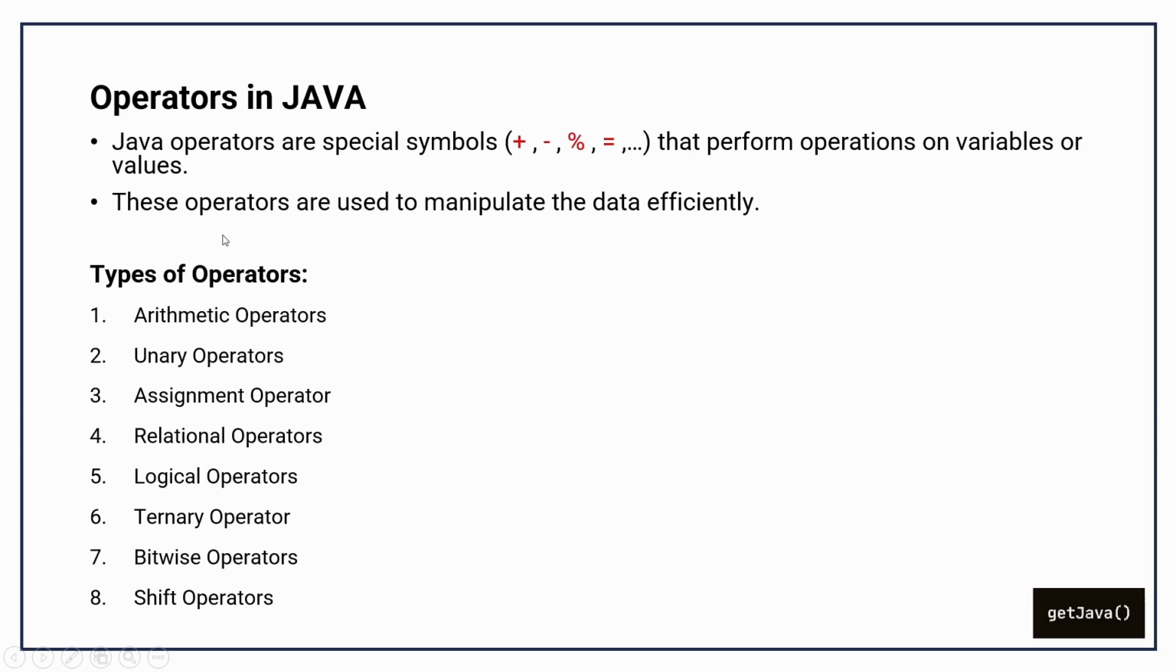There are different types of operators in Java. For example, there are 8 different types of operators in Java: arithmetic operator, unary operator, assignment operator, relational operator, logical operators, ternary operator, bitwise operator, and shift operator. So these are 8 different types of operator, and we will have a look at each of these operators one by one.